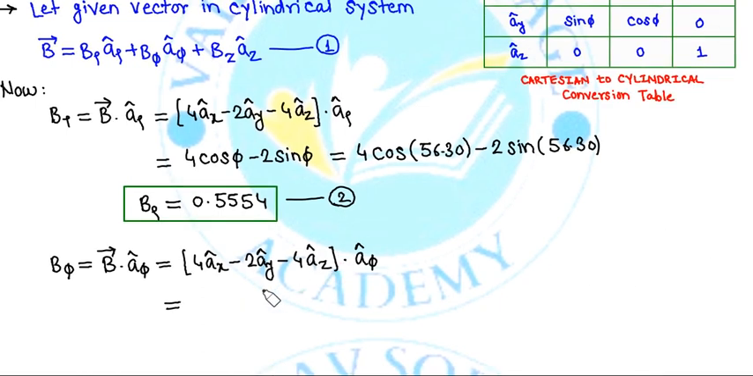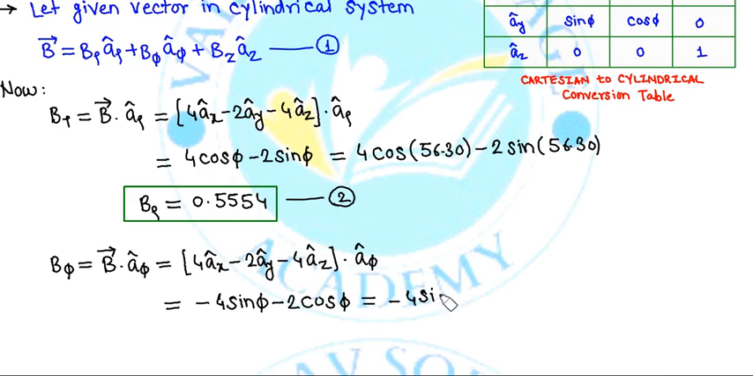So we will write the dot product between ax and a phi, which is equal to minus sine phi. So that will be the magnitude of 4 as it is, minus 4 sine phi, and then minus 2 cos phi. Now put the values of phi over there and do the calculation.